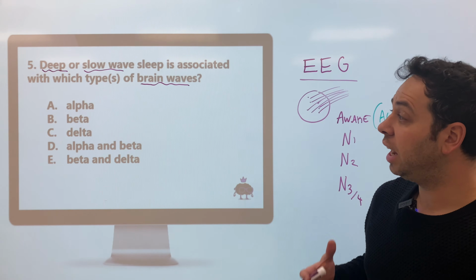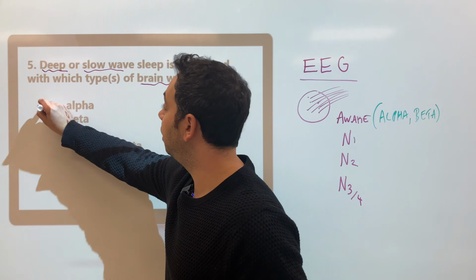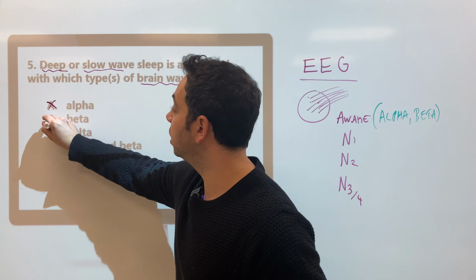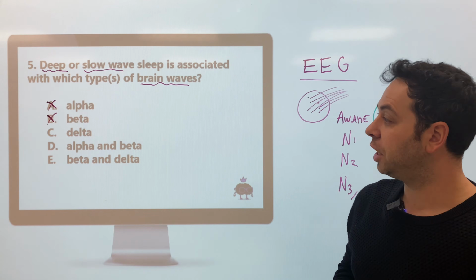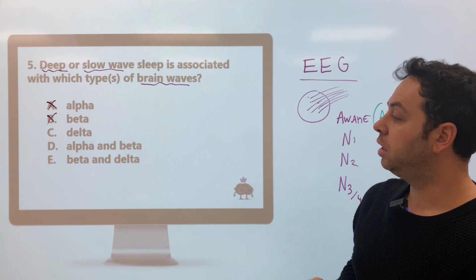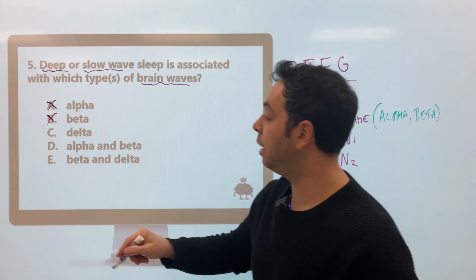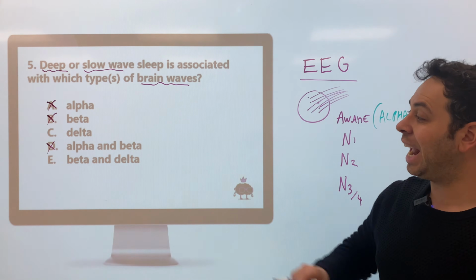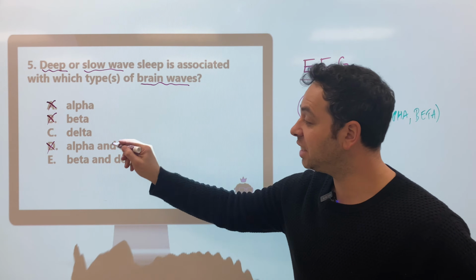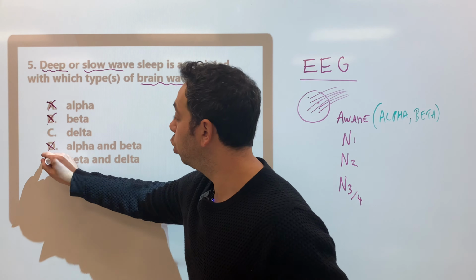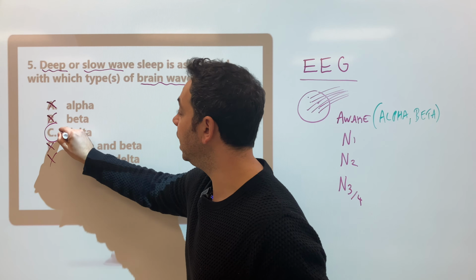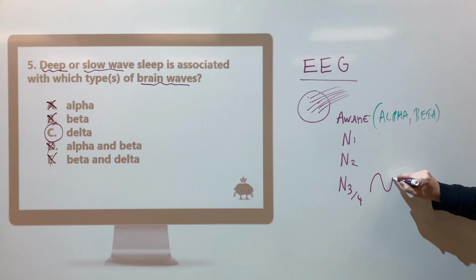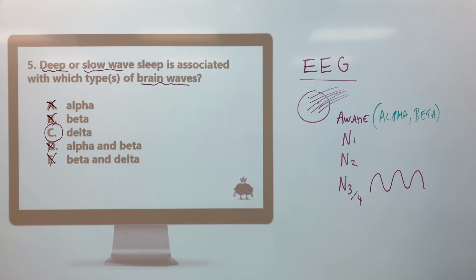It kind of does. A, alpha, well, that can't be right because that is more of a relaxed mode. B, for beta, well, remember, beta is kind of aroused, you're awake, you're ready to go. C, delta, we'll keep that one. D, alpha and beta, well, that can't be right. That's kind of awake and relaxed. And then E is beta and delta. Now, it could be delta, but it says beta there, so we're going to cross that off, which leads to our answer, which is C, delta. And we see delta waves, these kind of very high waves, in non-REM 3 and non-REM 4.